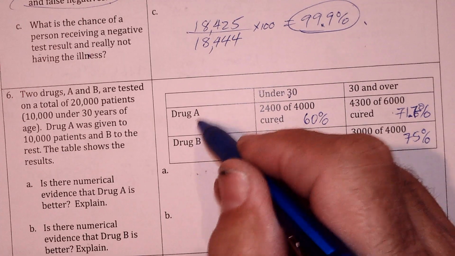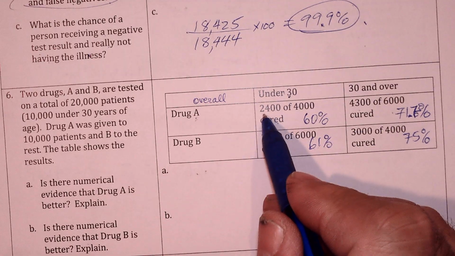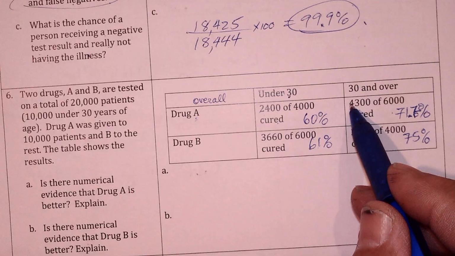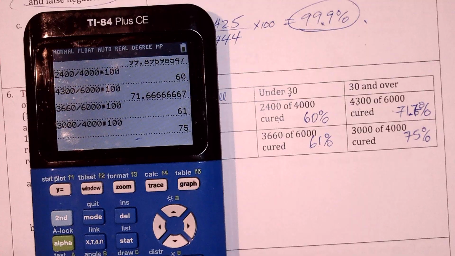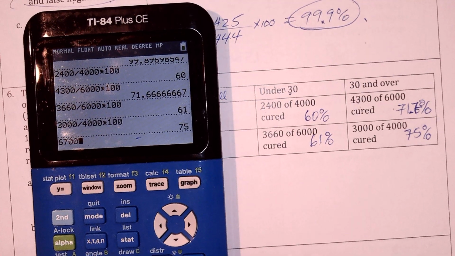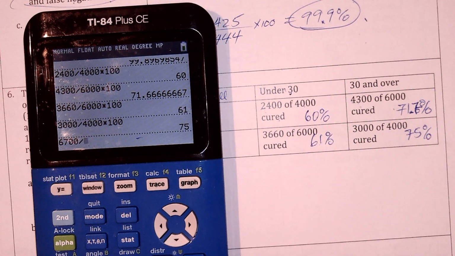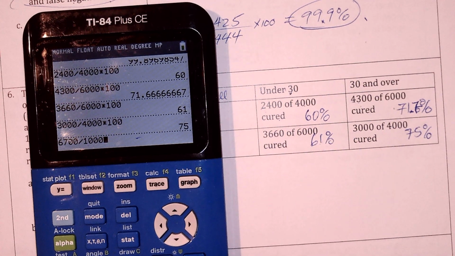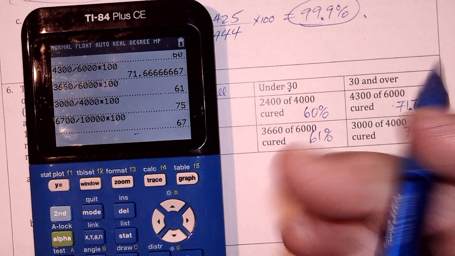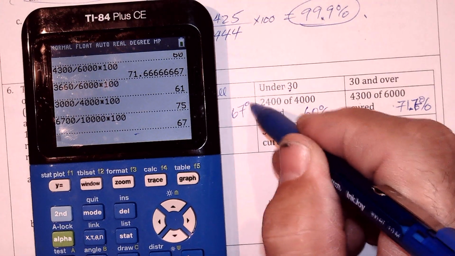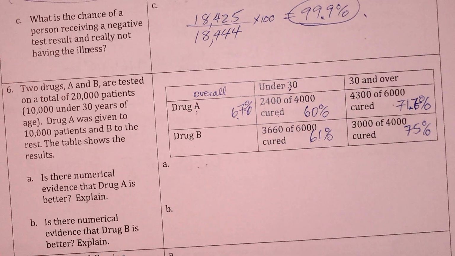So I didn't make a box for overall, so I read it over here. Overall, drug A did 6,700. If I add those two together, 6,700 divided by 4,000 plus 6,000, that's 10,000, times 100 to make a percent, and I get 67%. Drug A does 67% overall.